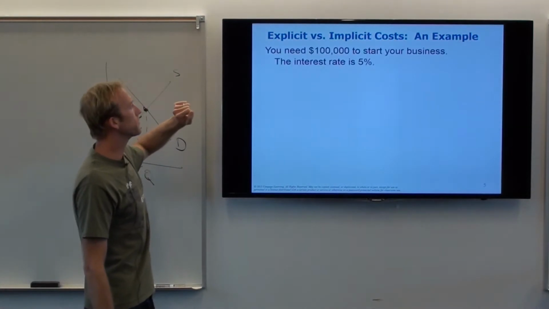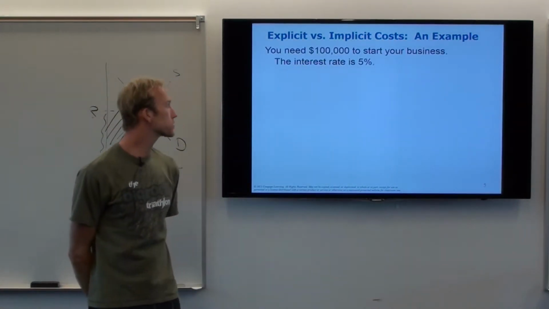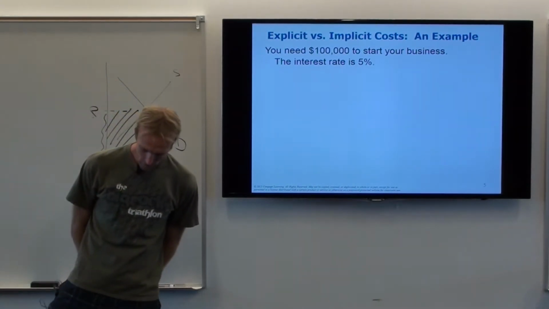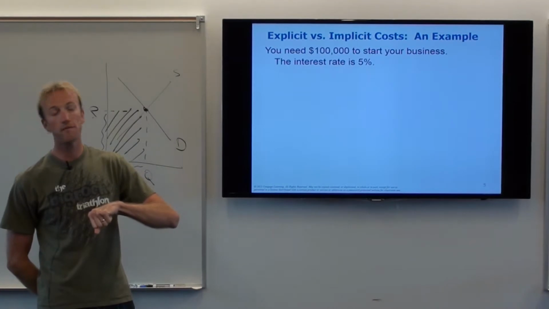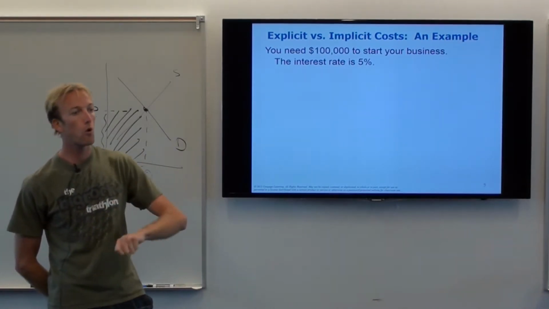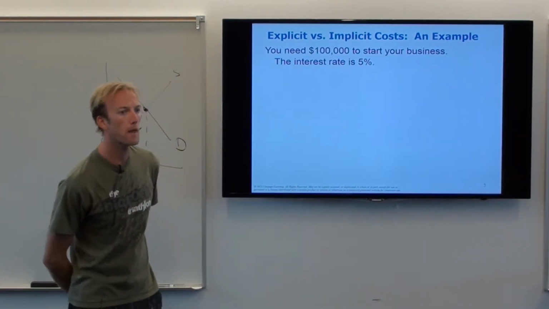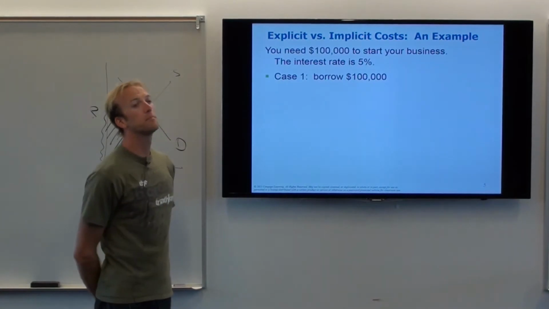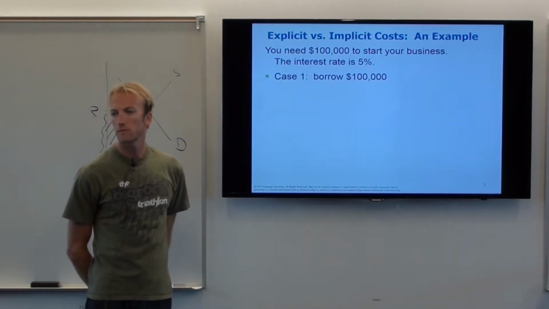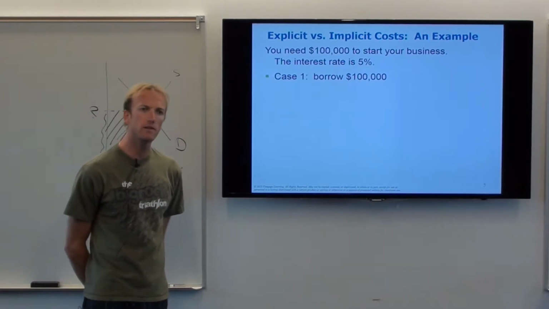So here's an example. Let's say that you need $100,000 to start your business. There's an interest rate from the bank at 5%, meaning I could take a loan and I owe 5% interest on it, or I could give a loan to someone and I would earn 5% interest on it. Okay? Now, scenario one. Let's say that you have to borrow $100,000. Okay? What's the cost of borrowing $100,000?